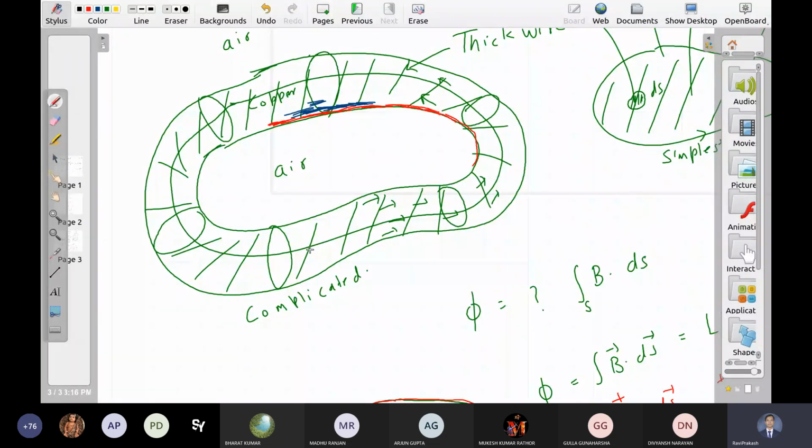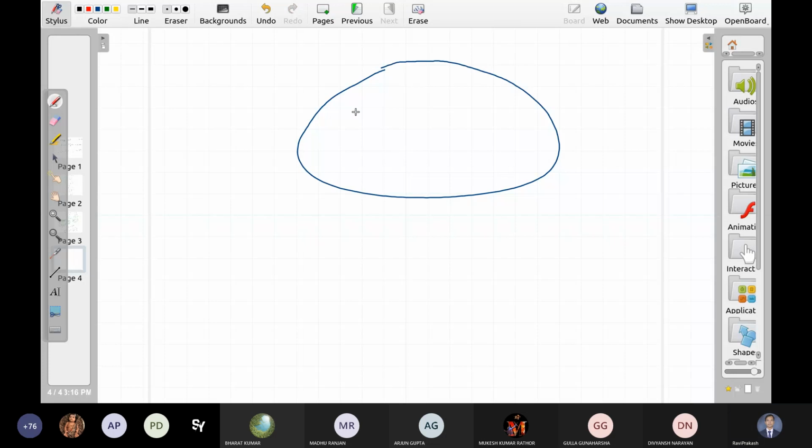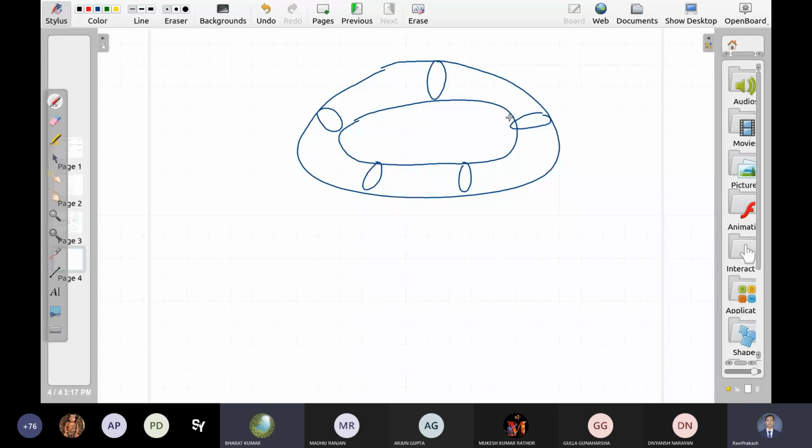So let me redraw the same image again. So this is the loop. Let me make a smaller image. So this is the wire. Is this wire strip type or fully cylinder type? It can be of any shape. In this diagram it looks like a cylinder, but it can be of any shape.